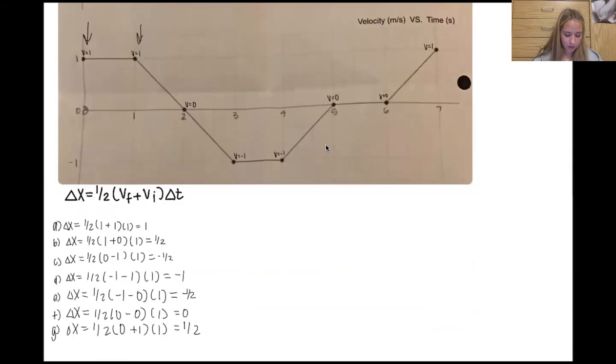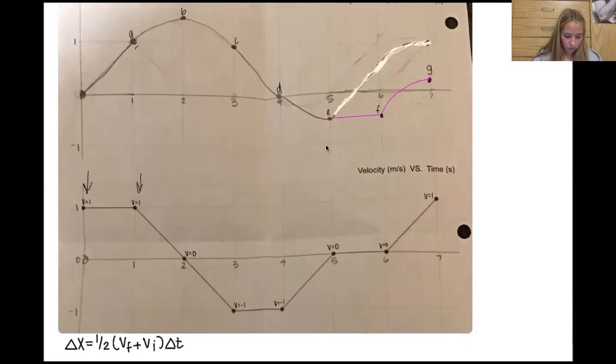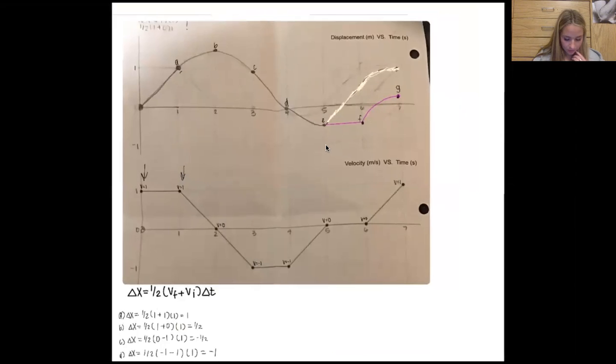So for example, for B, it was going to be 1/2 of the velocity final, which was, or I guess I did it backwards, but the velocity final, which was 0, and the velocity initial, which is 1, so that equaled 1/2. So from point A to point B, it went up half. So it went from 1 to 1.5. And then I did that for every single point until filling it out all the way to point G.